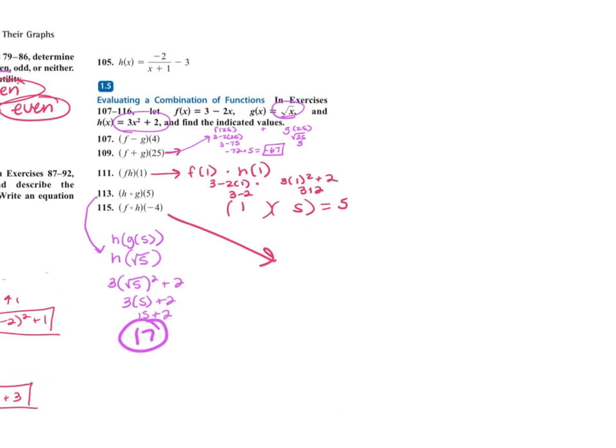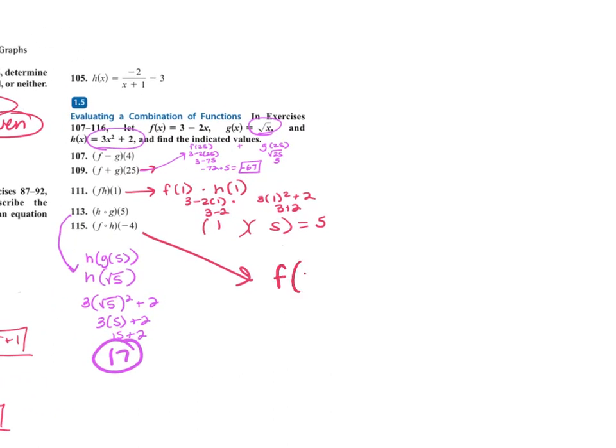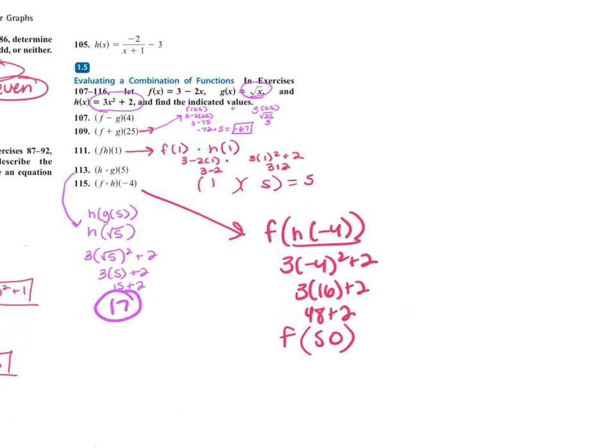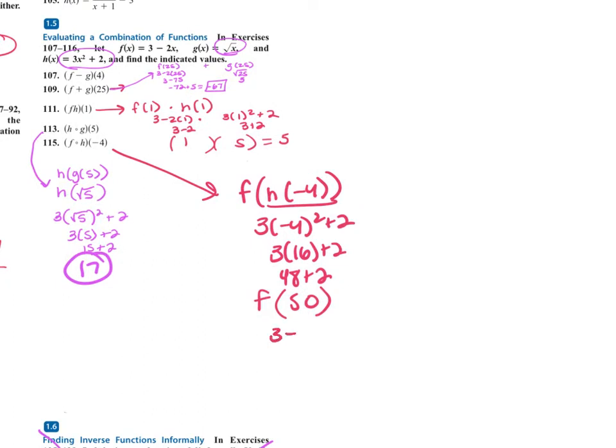I'll do 115 over here. This is f of h of negative 4. So now I start with the h. H of negative 4 would be 3 times negative 4 squared plus 2. 3 times 16 plus 2. That's 48 plus 2, which is 50. And then I have to find f of that. So 3 minus 2 times 50. 3 minus 100, which is negative 70. Or sorry, negative 97.